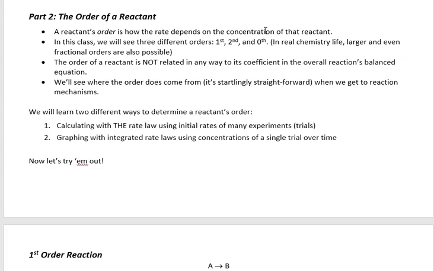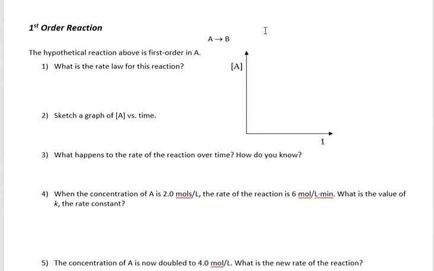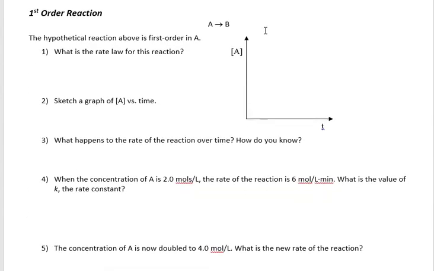Okay. There's two ways to find the order. The first is using the rate law, using initial rates of mini experiments, which we'll see tomorrow, and then the integrated rate laws, which we'll see later in the week. But for now, let's just practice each one, see how they work.